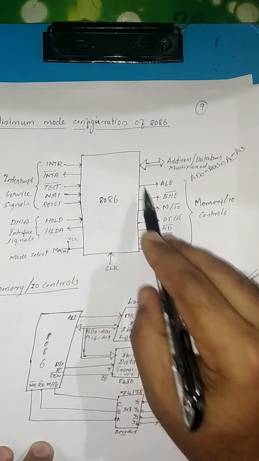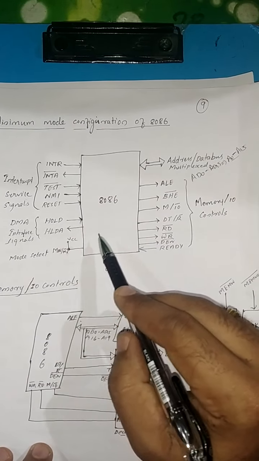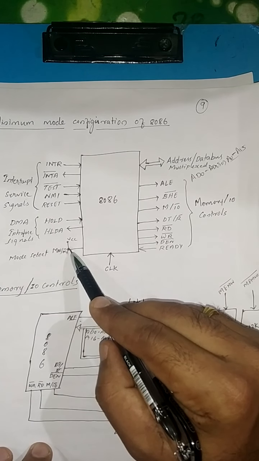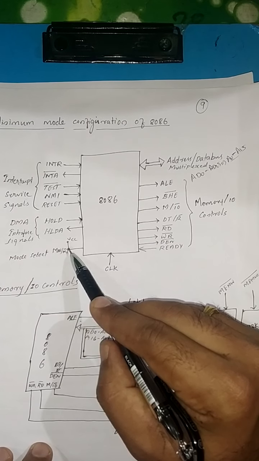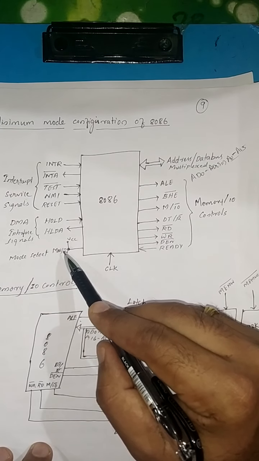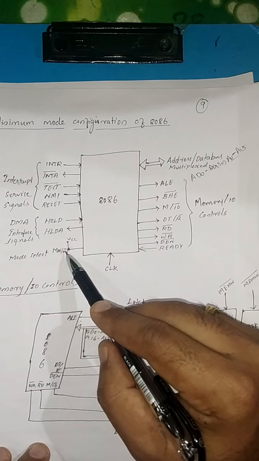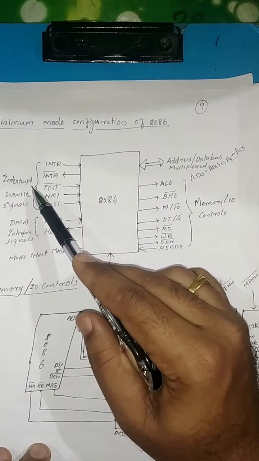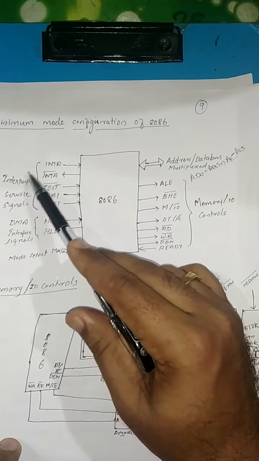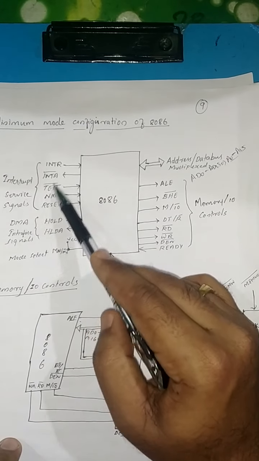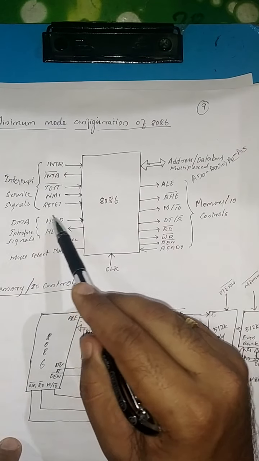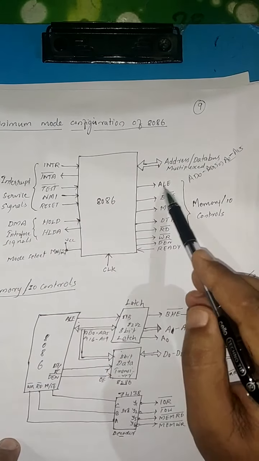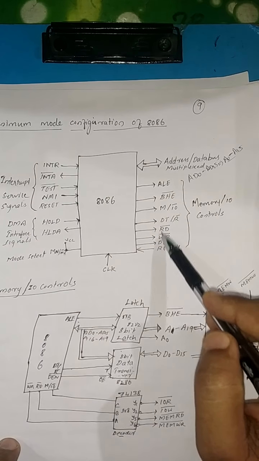Here we are discussing the minimum mode pin diagram. In max mode, the microprocessor can be connected to 8087, its coprocessor. But let's discuss minimum mode here. Minimum mode signals can be classified in this way: interrupt service signals, so basically these signals are all interrupt related. Then there are DMA related signals, HOLD and HLDA. Then we have memory related signals.